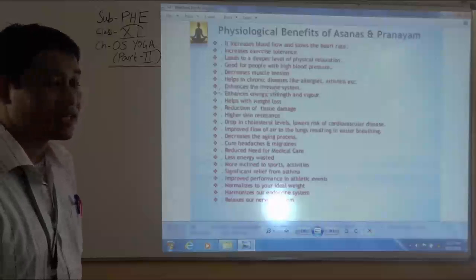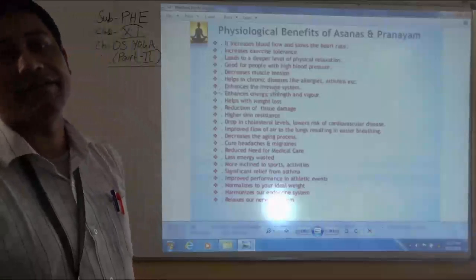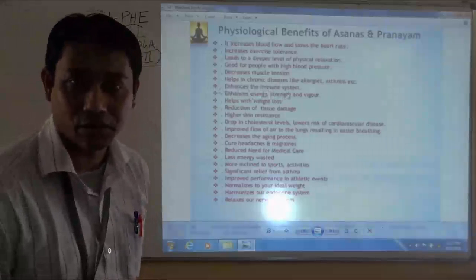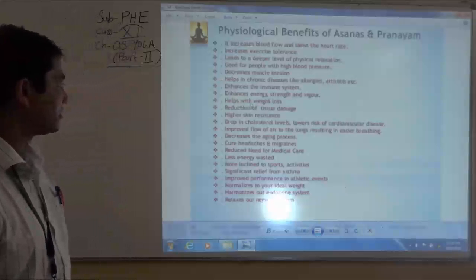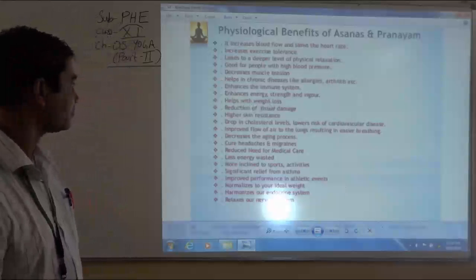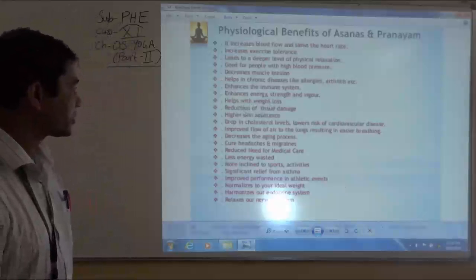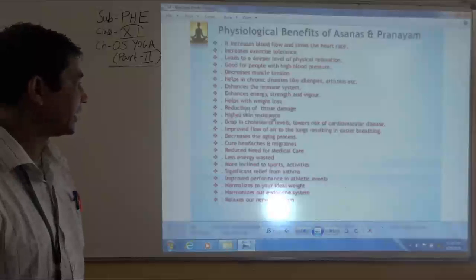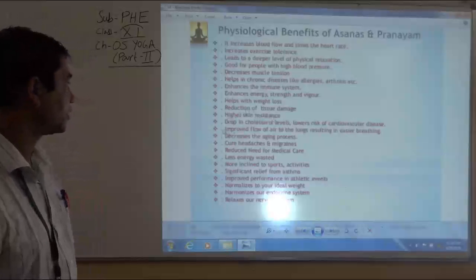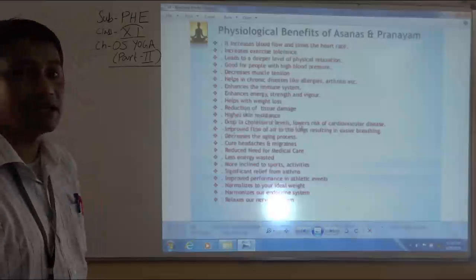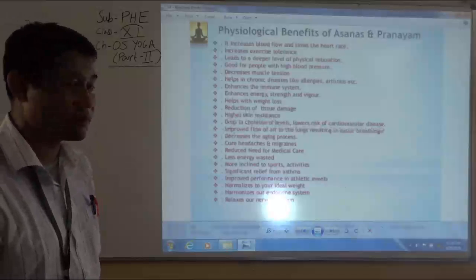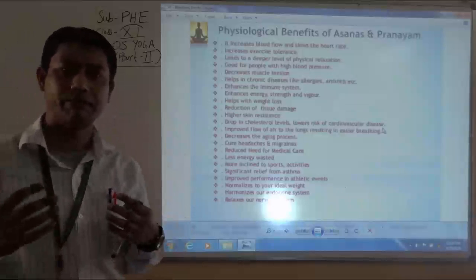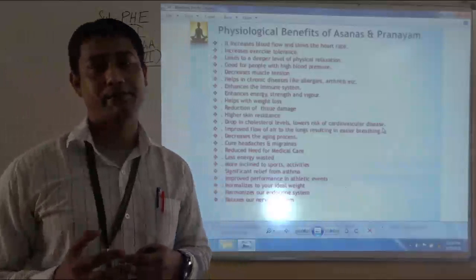It enhances the immune system of the individual, enhances energy, strength and vigor, helps with weight loss. It reduces tissue damage, higher skin resistance, drop in cholesterol level, lowers risk of cardiovascular disease. So likewise, students, there are many more physiological benefits of asanas and pranayam.